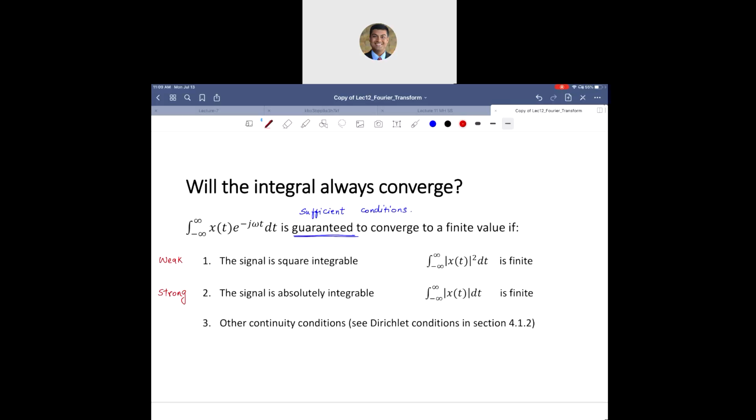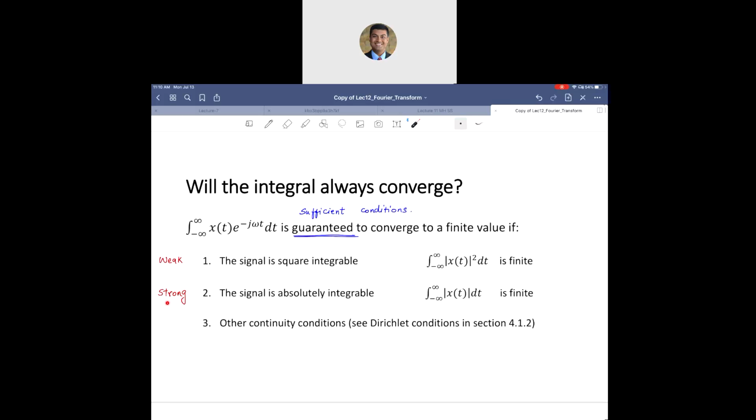The weak sufficient condition is that the signal is square integrable, which means that if you take the magnitude squared of the signal x of t and integrate it over all time, and that is a finite value, then it is square integrable, which is a weak but sufficient condition to say that the Fourier transform of x of t will exist.